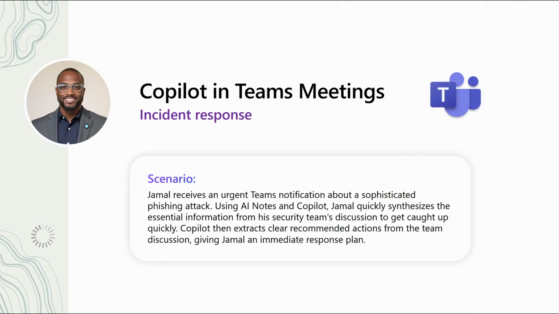Jamal receives an urgent Teams notification about a sophisticated phishing attack. Using AI Notes and Copilot, Jamal quickly synthesizes the essential information from his security team's discussion to get caught up quickly. Copilot then extracts clear recommended actions from the team discussion, giving Jamal an immediate response plan.